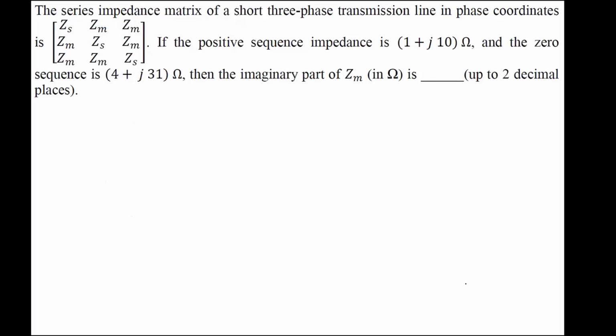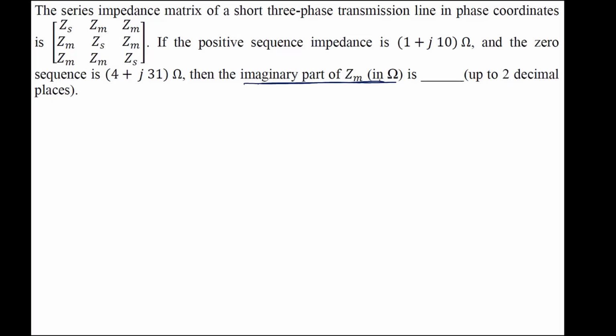The series impedance matrix of a short three-phase transmission line in phase coordinates is given by this one. If the positive sequence impedance is this one and the zero sequence impedance is this one, the imaginary part of Zm in ohm, up to 2 decimal places, is... yes, tell this answer.